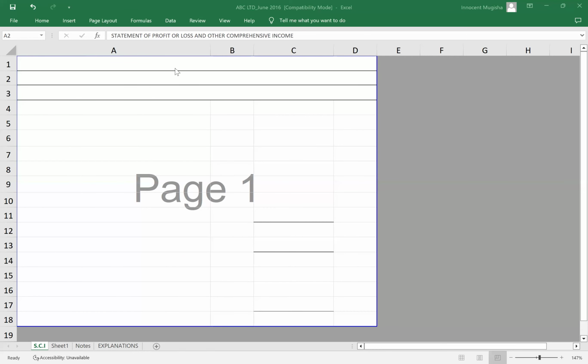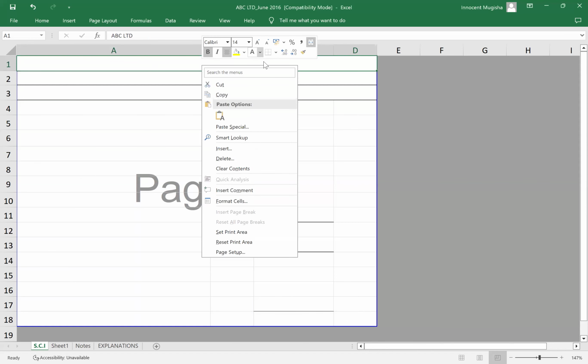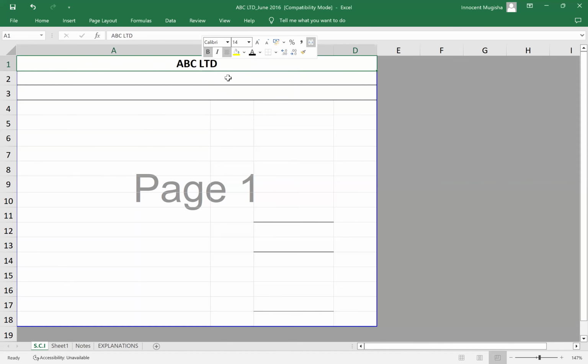So I'll begin with the title. Remember, IAS 1 says that you should identify the financial statements by identifying the entity. And then, of course, we would indicate the currency and the level of precision. So our company, in compliance with IAS 1, is ABC Ltd.